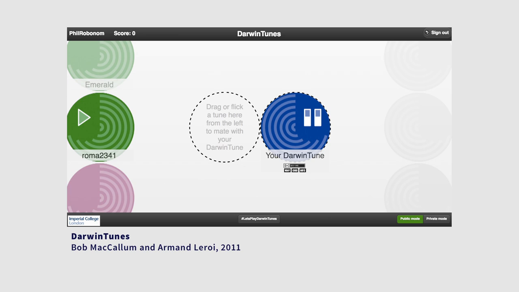Starting with 100 random loops, the researchers found that for the first 500 or 600 generations, the aesthetic quality of the loops improved dramatically. After that, they reach a stable equilibrium. This is the loop that I evolved in about 15 minutes working with the system.